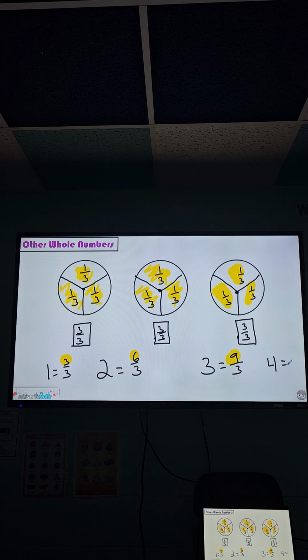So if you had 4 wholes, that would be 12/3, because you need another 3 unit fractions to build the next whole. So 9/3 plus another 3 unit fractions would be 12/3. If you wanted to make 5 wholes, that would be 15/3. You need 15 unit fractions to make 5 whole pizzas. So you can see the pattern of skip counting to see what fractions are equivalent to other wholes.